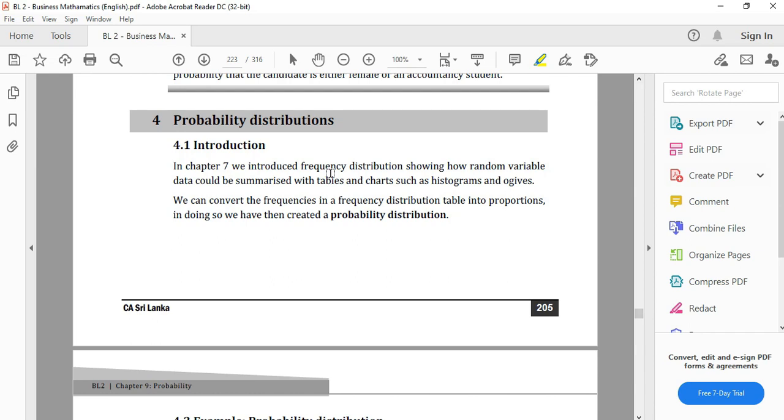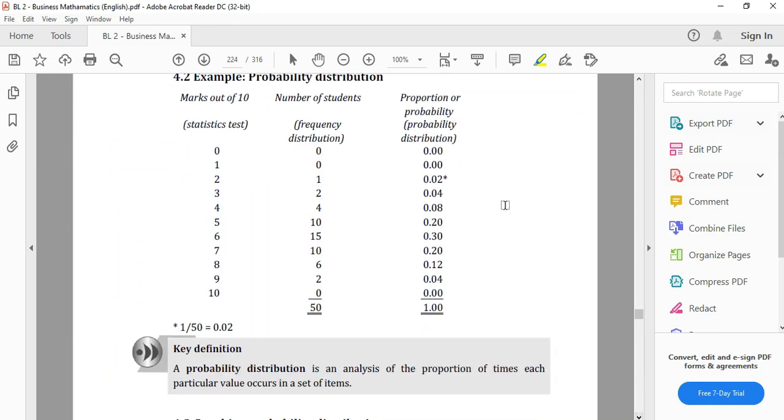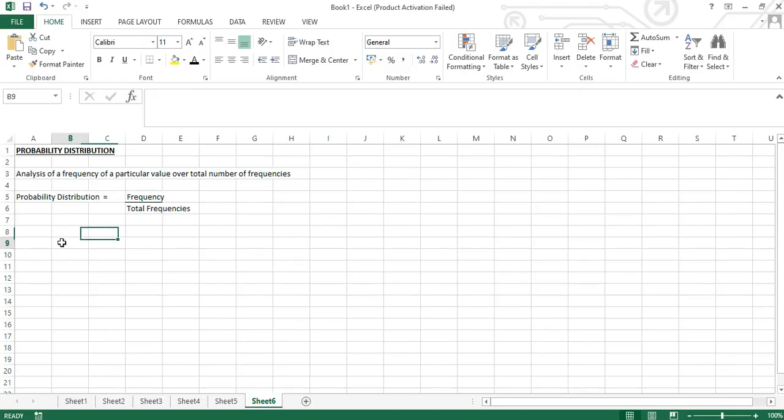Now let's look at our last section of the chapter, which is probability distribution. Probability distribution is linked to chapter 7, frequency distribution, where we saw how random variable data could be summarized with tables and charts such as histograms. So, converting the frequencies in a frequency distribution table into probabilities, we will create a graph called probability distribution. Now, let's take an example.